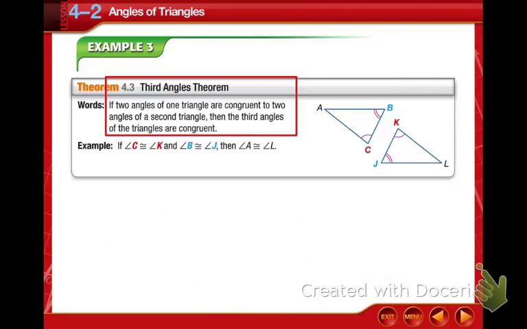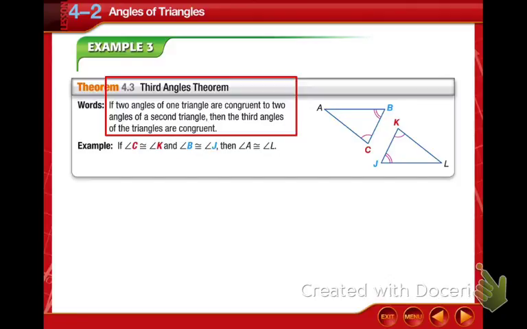Okay, so now we have the Third Angles Theorem. If two angles of one triangle are congruent to two angles of a second triangle, then the third angles of the triangles are congruent. Makes sense, right? We know the sum of all the angles of a triangle is 180. So if you have two pairs that match up in two different triangles, then the third one has to be the same, because the difference between 180 and those two is going to be the same for both triangles.